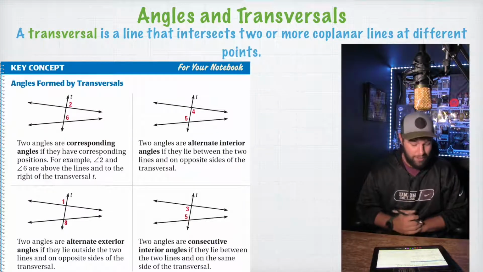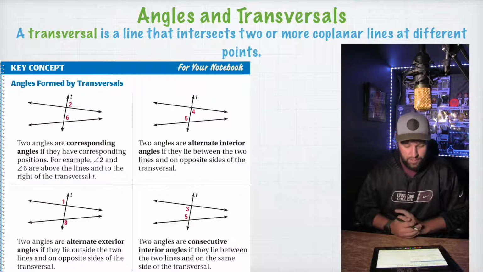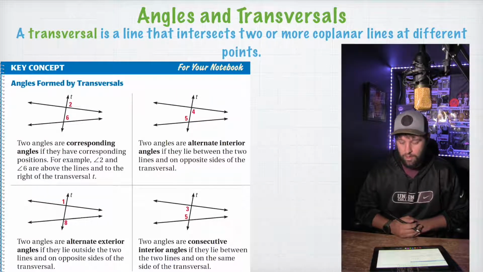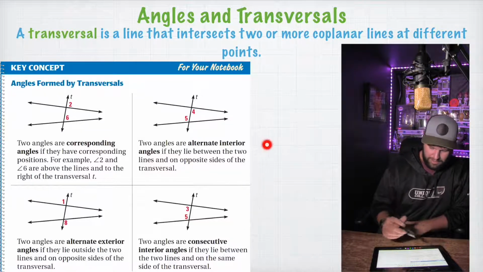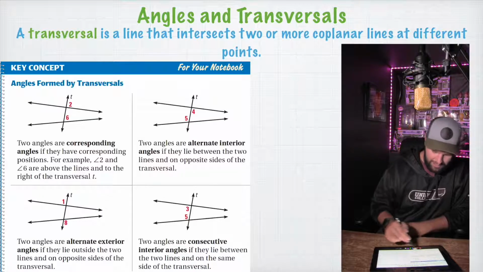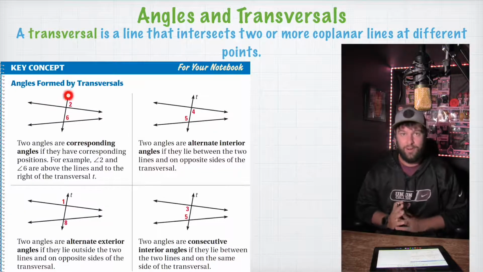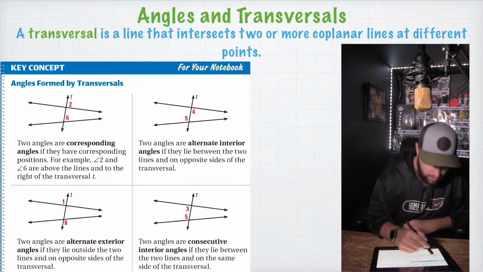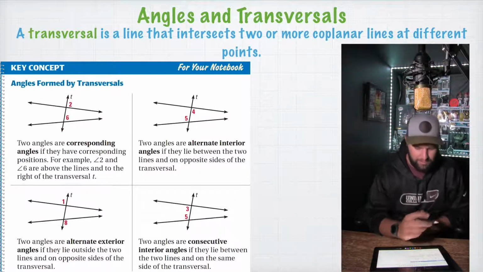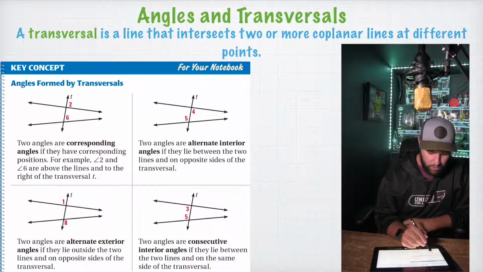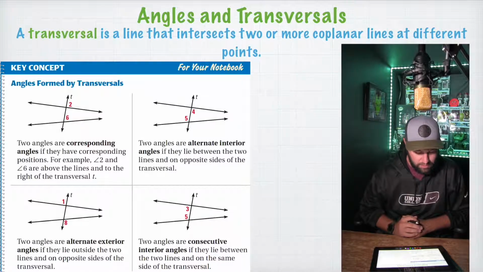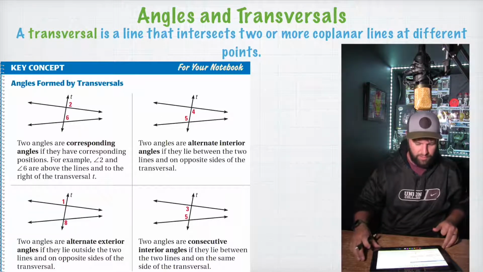Vocab word here: angles and transversals. A transversal is a line that intersects two or more coplanar lines at different points. Here are all the things that we're going to learn when two lines are intersected by a transversal. So the transversal is a line that connects two different lines. The first thing we're going to learn about is corresponding angles. Two angles are corresponding angles if they have corresponding positions. For example, angle 2 and angle 6 are above the line and to the right of the transversal T.